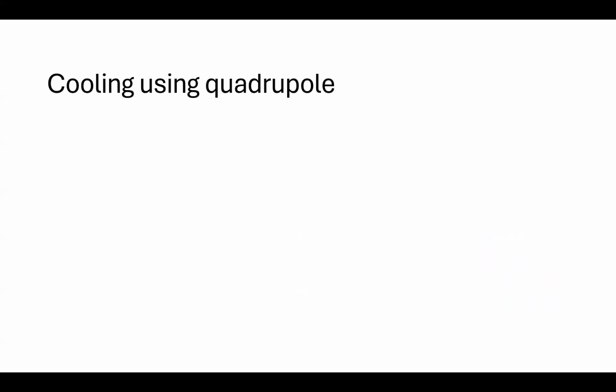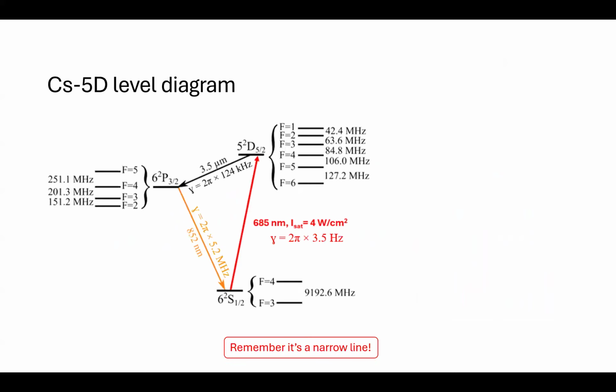So how can we do cooling now with this? One last ingredient for cooling is still the trapping laser. So the trapping laser will come into the picture now. We have this transition. Remember, it's an arrow line, so we should be able to cool with it.